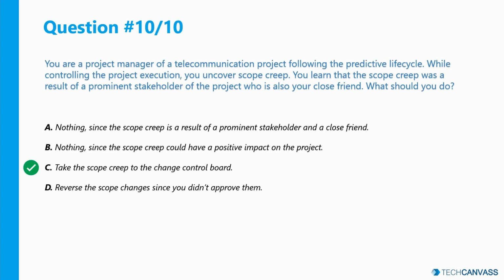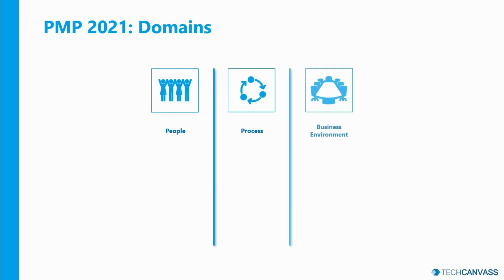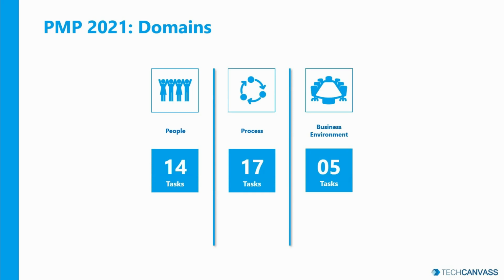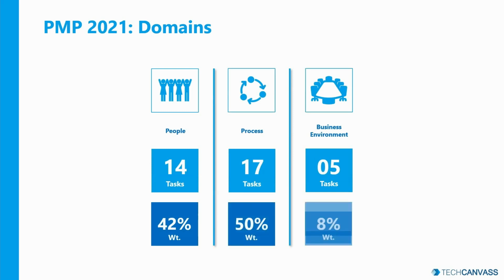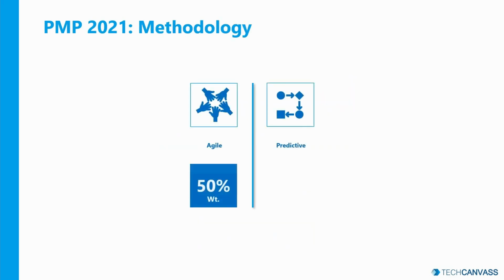So we have looked at 10 sample questions. Now keep in mind that your PMP exam is based on PMP ECO. ECO stands for Examination Content Outline. So it has three major domains: people, process and business environment. People has 14 tasks, process has 17 tasks and business environment has 5 tasks. And when it comes to exam question weightage, you have 42% people, 50% process and 8% remaining business environment. And when it comes to methodology, both agile and predictive have equal 50% weightage each.